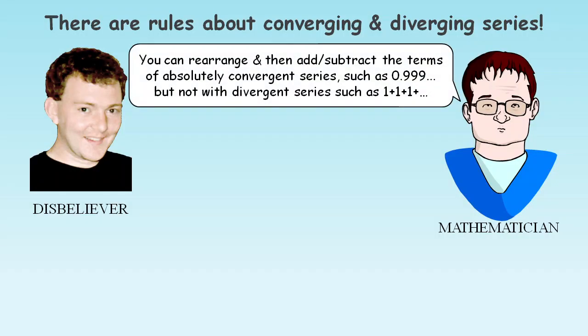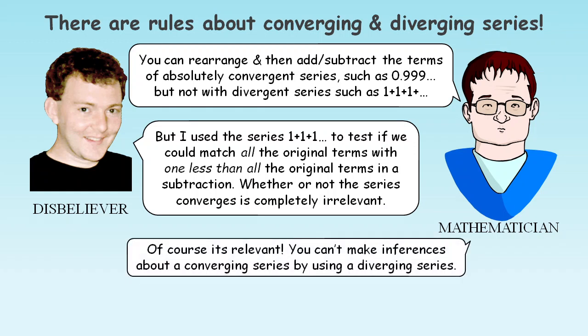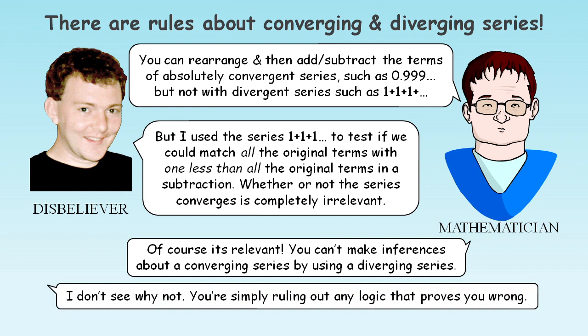Yet again, the mathematicians will claim that we're not following their rules. But we used the series 1 plus 1 plus 1, etc. to test the logic of matching all the original terms with one less than all the original terms in a subtraction. The only thing that's relevant to the cancelling out is that the series is endless. But the mathematicians will claim that we can't test the logic with a divergent series. It seems like they are still just choosing to rule out any logic that highlights a problem with their precious real numbers.